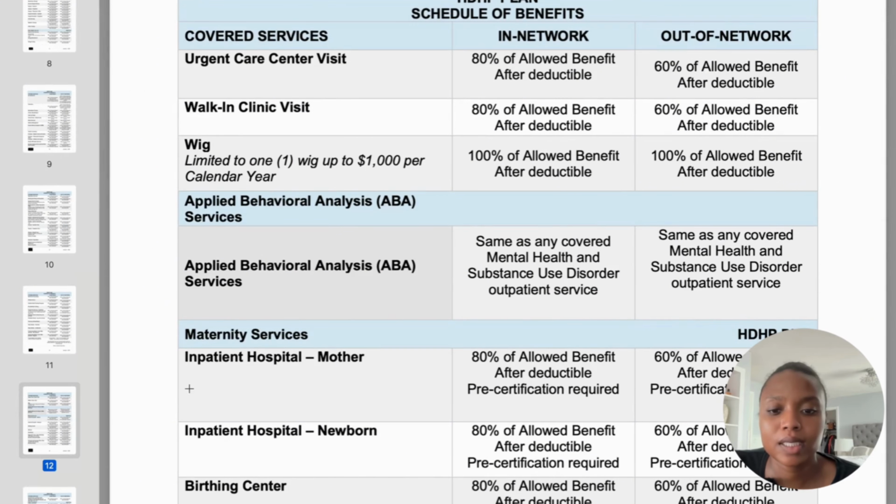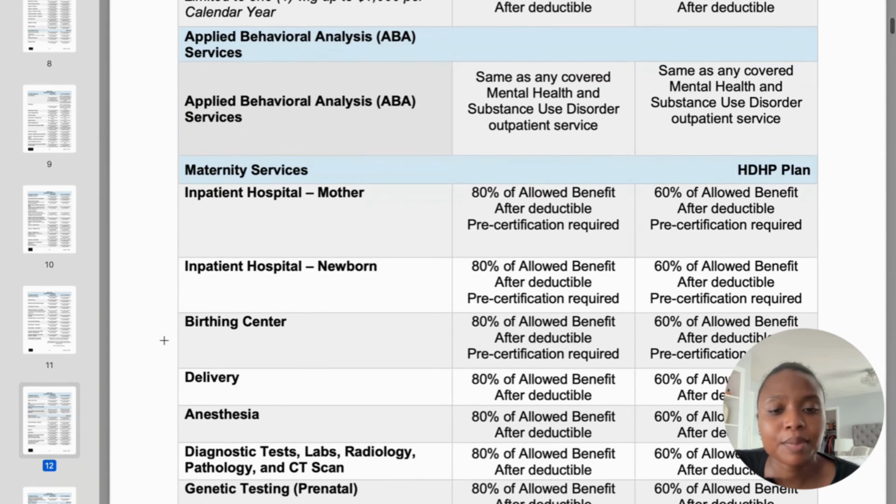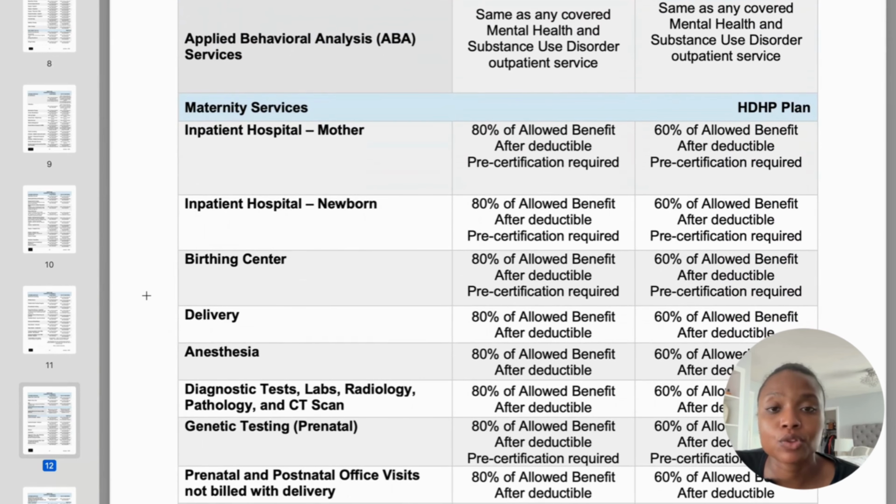So you can see here we have maternity services in blue, and then beneath it, you have the different types of services included in maternity services, like inpatient hospital stay for the mother and the newborn child, the delivery of the child, anesthesia use, diagnostic testing done, and other services, including birthing classes.